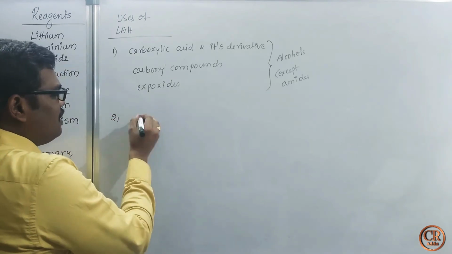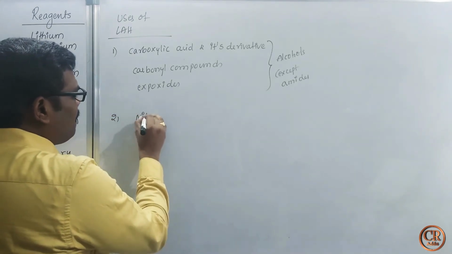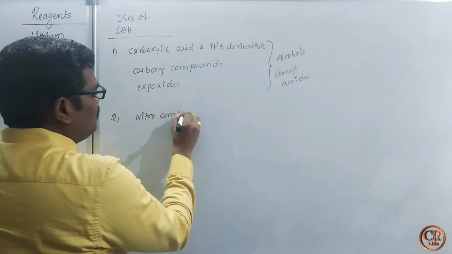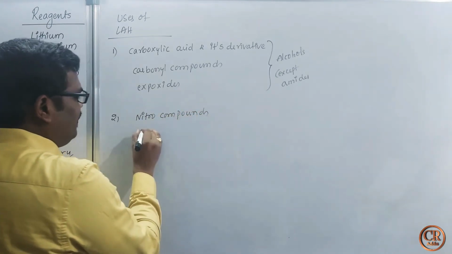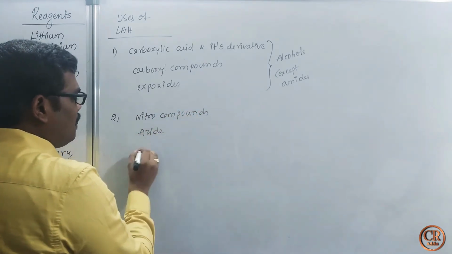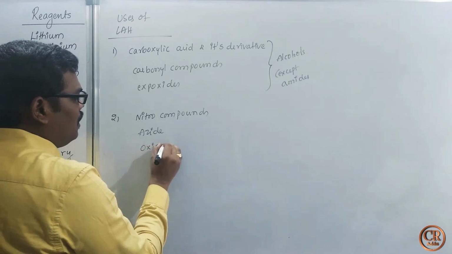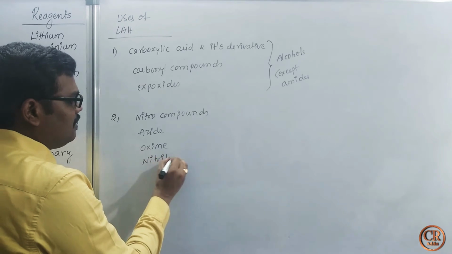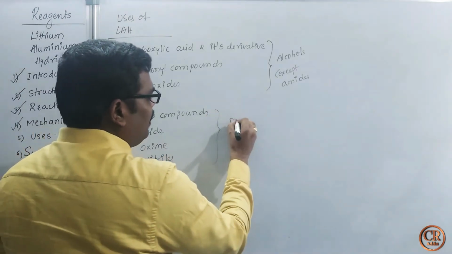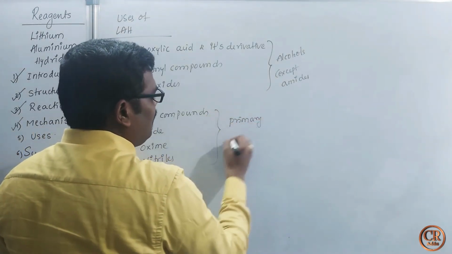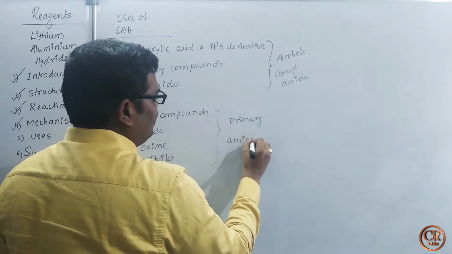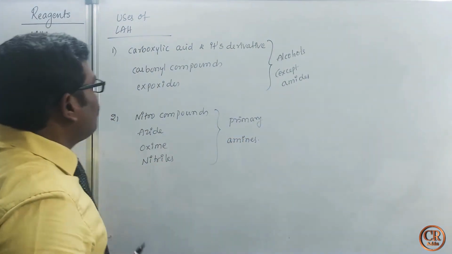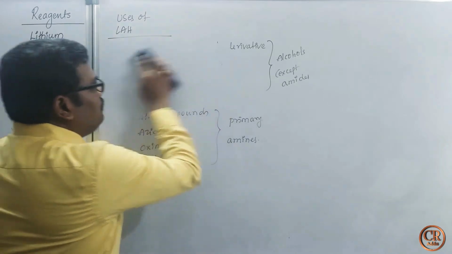Now if we take nitro compounds, azides, oximes and nitriles, all these are reduced to primary amines. All these are reduced to primary amines. We'll write them one by one here.